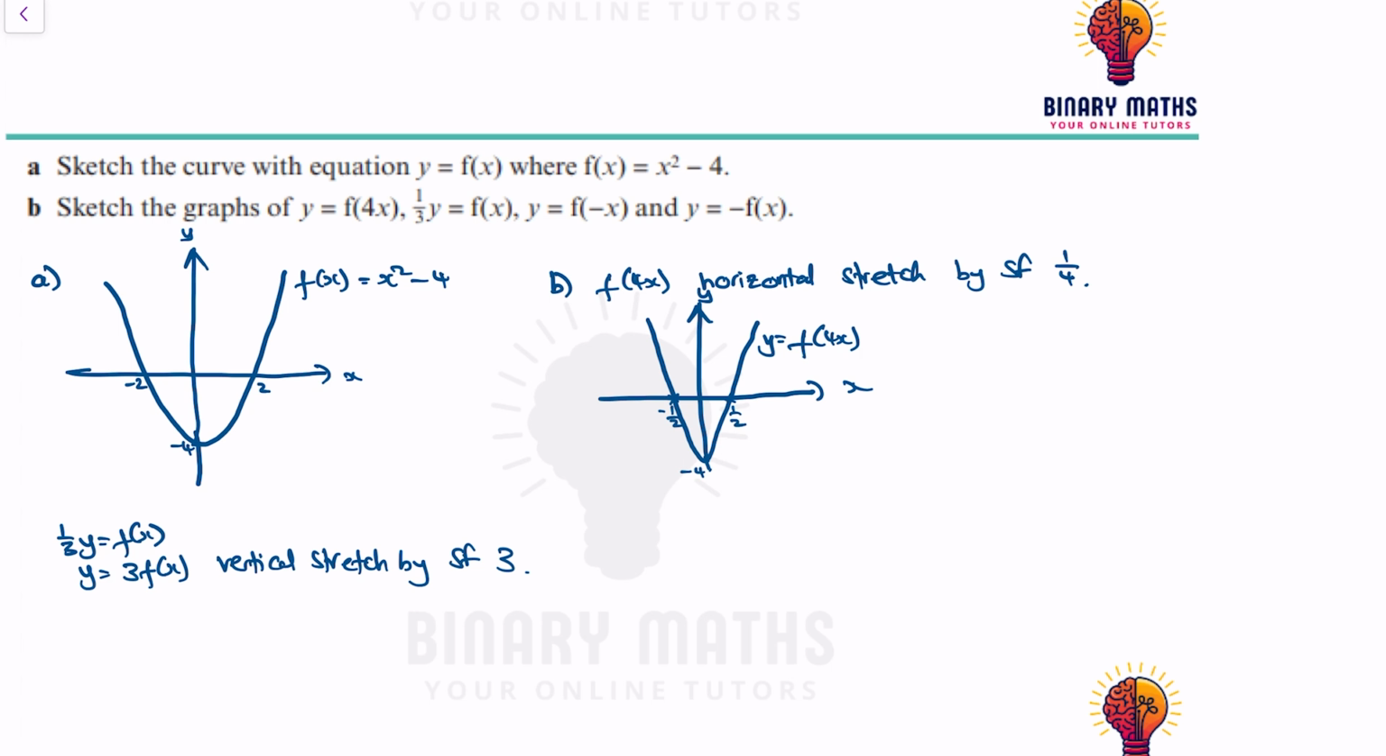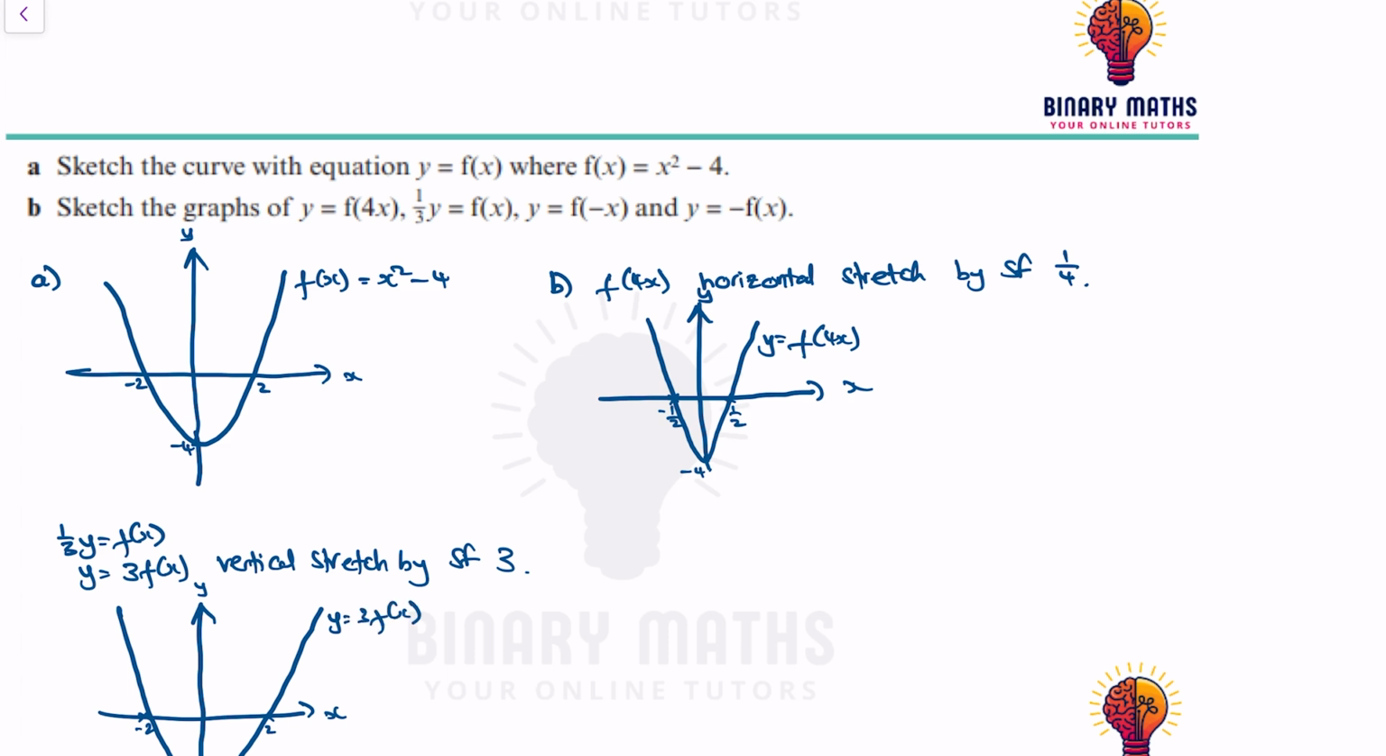Okay, so if we're looking at that one, the x-intercepts won't change because it's already the y that's being affected. So it still goes through -2 and 2. But the only difference is it'll go through -4 times 3, which is -12. So it'll go through -12 now. So this is y is equal to 3 times f of x.